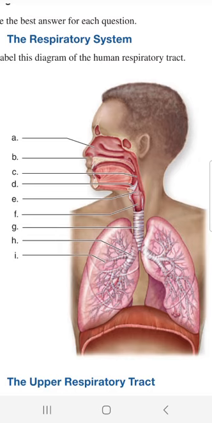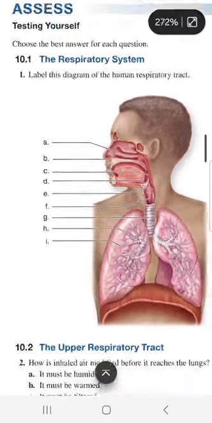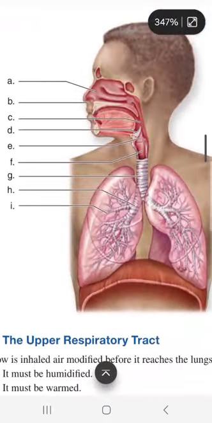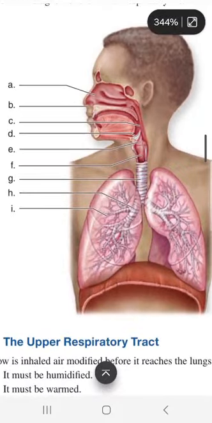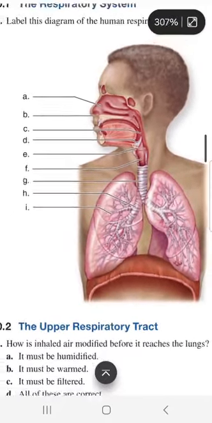G is the trachea. You can see it by these C-shaped rings around it. H is the bronchi. The trachea divides into two bronchi. And I is the alveoli. It can also be the bronchioles. The image is not that clear.